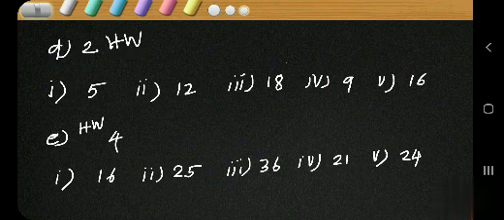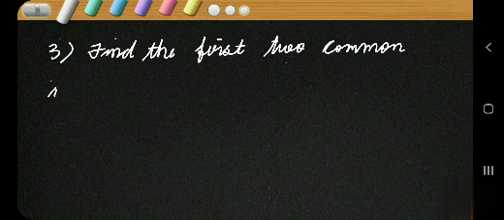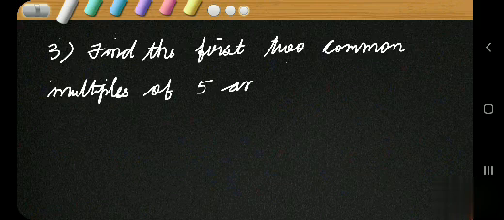Okay. Now let's try to do the third question. Question number 3. Write down the third question. Question number 3: Find the first two common multiples of 5 and 10.